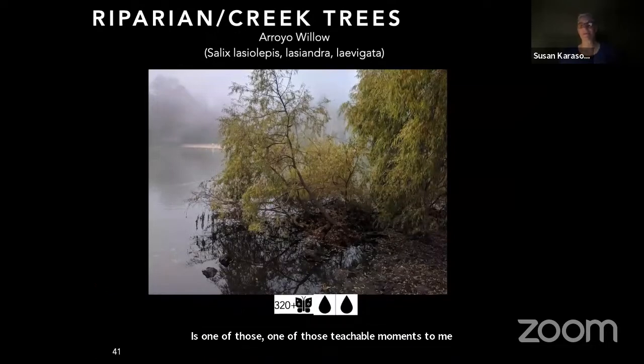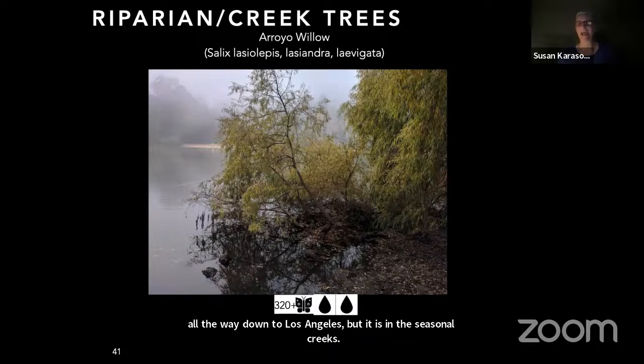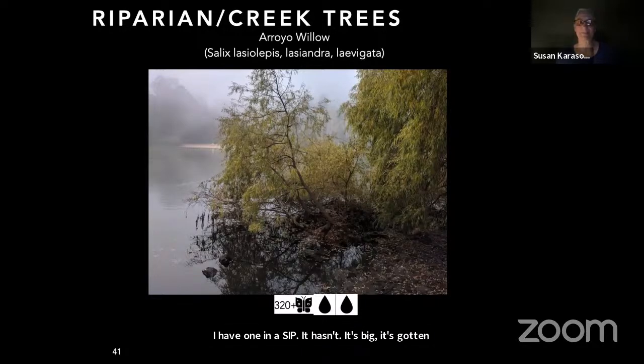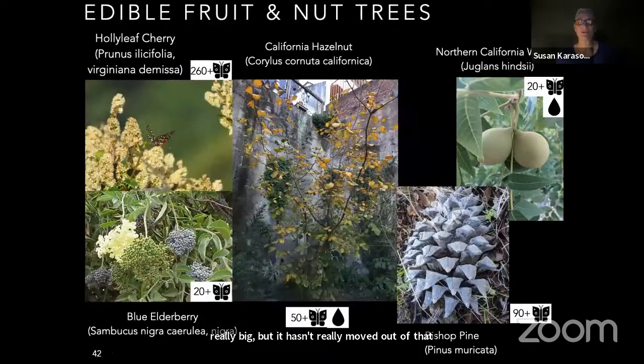And riparian. I mean, there's willows, the arroyo willow is all the way down to Los Angeles, but it is in those seasonal creeks. I have one in a seep. It's big, it's gotten really big, but it hasn't really moved out of that seep. We do have trees with edible parts for people. The holly leaf cherry's got edible cherries. The blue elderberry and the black elderberry, which is inland in California, have both got edible berries.